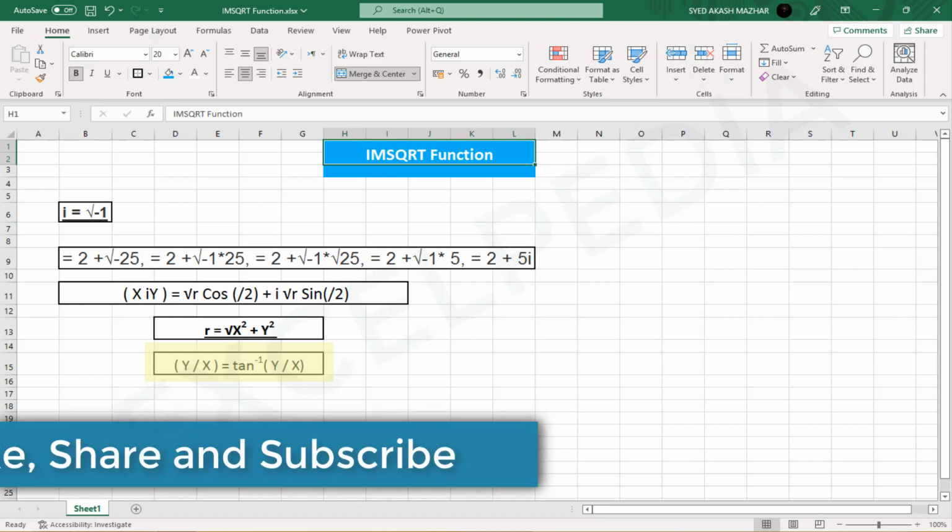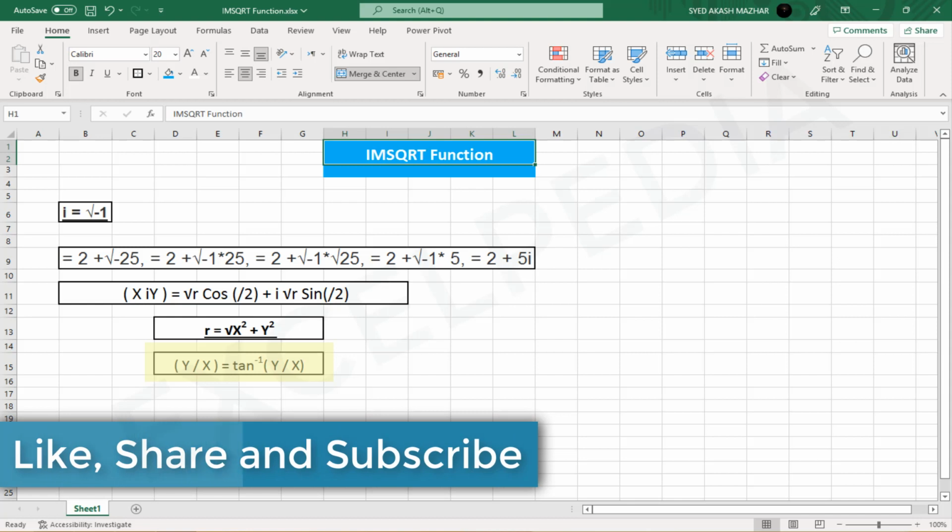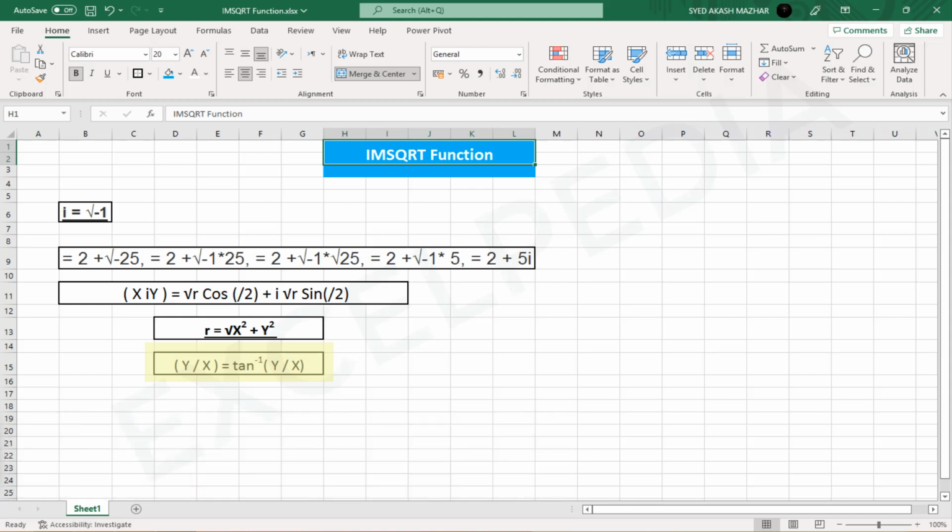The IMSQRT function returns the complex square root of a complex number having both real and imaginary part. This was all from my side to guide you about this tricky Microsoft Excel built-in function.